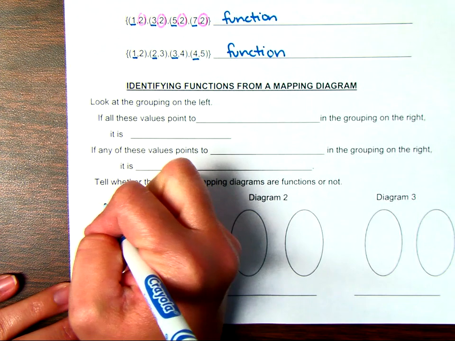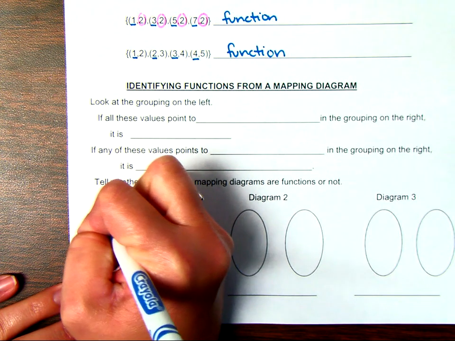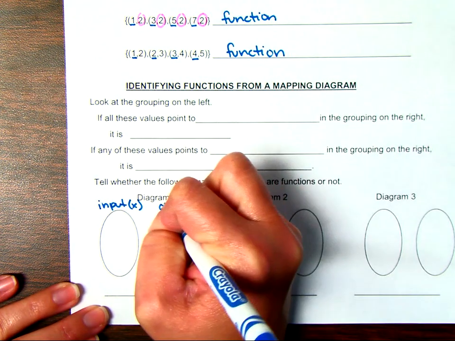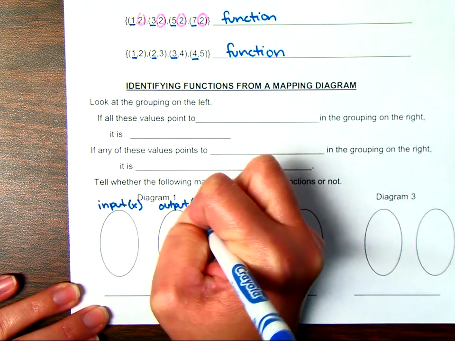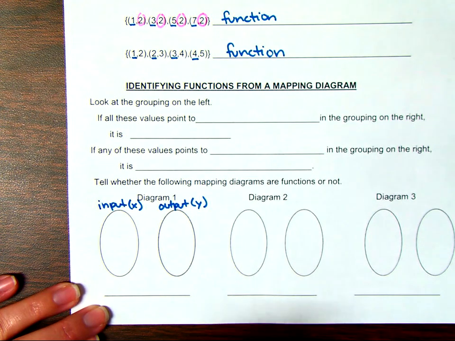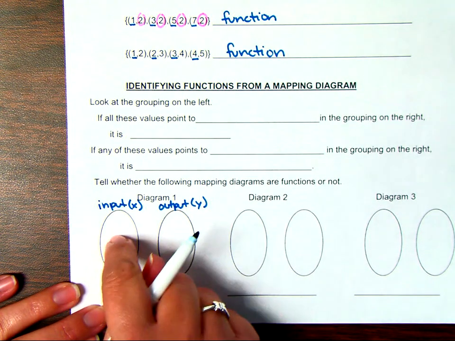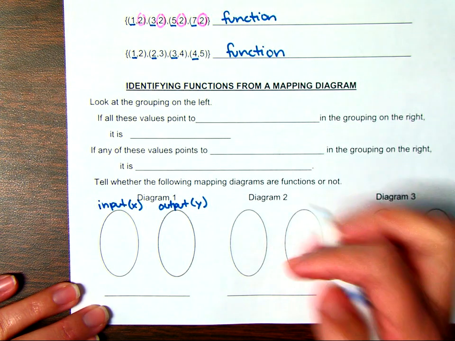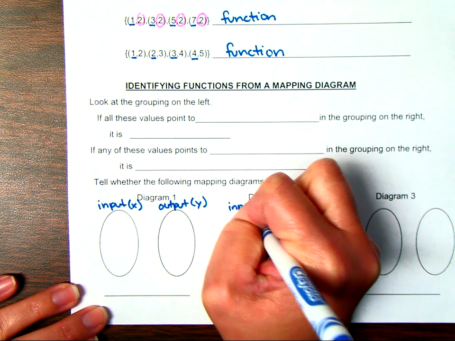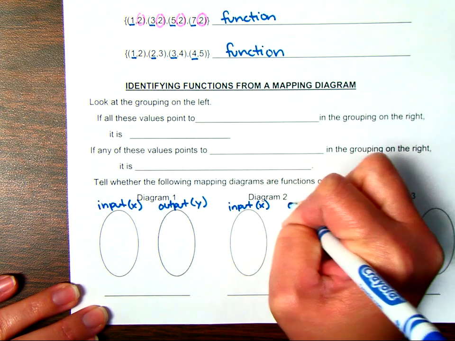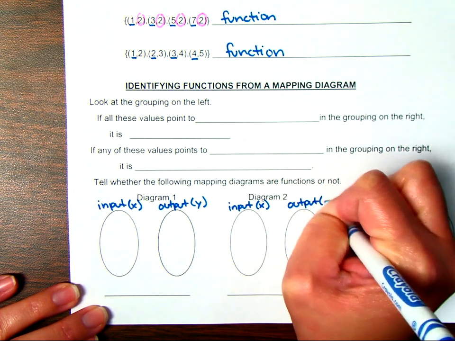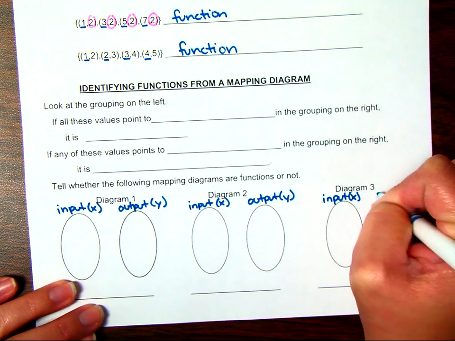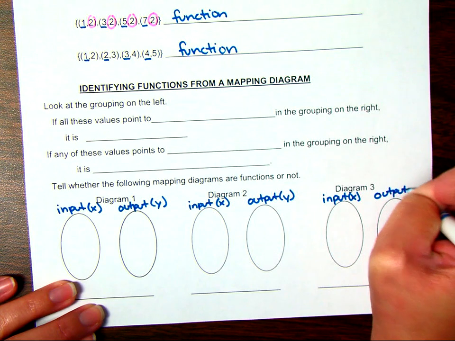So if we look at the left, these are kind of like your input values or your X, and these are going to be your output values or your Y. Unless otherwise noted, unless for some reason they say this is Y and this is X, that would be the only thing that could change it up. But other than that, we're always going to read our diagrams like this, from left to right. So I'm just going to label these input, like my X, and output as my Y.